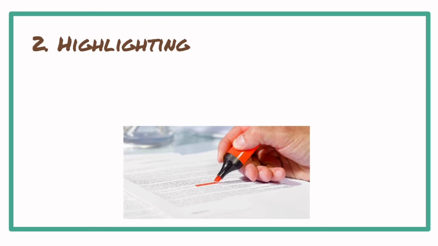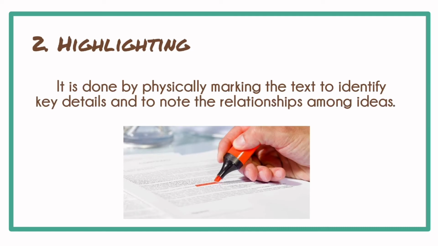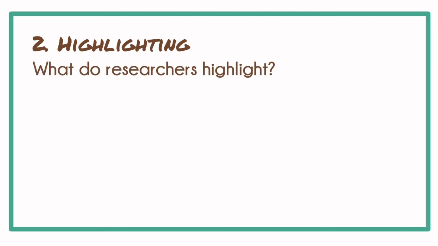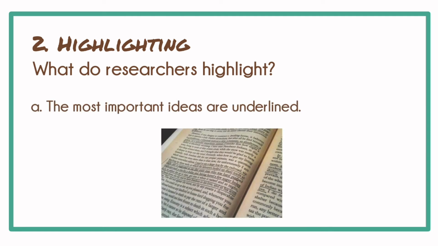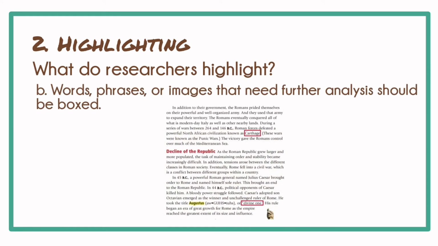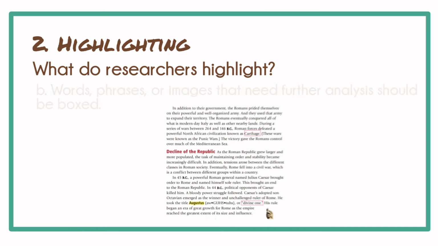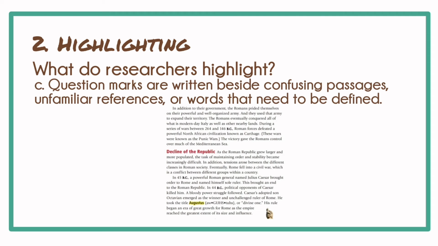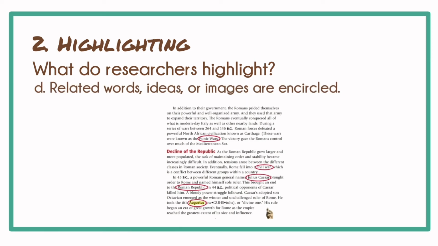2. Highlighting. It is done by physically marking the text to identify key details and to note the relationships among ideas. What do researchers highlight? A. The most important ideas are underlined. B. Words, phrases, or images that need further analysis should be boxed. C. Question marks are written beside confusing passages, unfamiliar references, or words that need to be defined. D. Related words, ideas, or images are encircled. Lines can be drawn to show their connection.